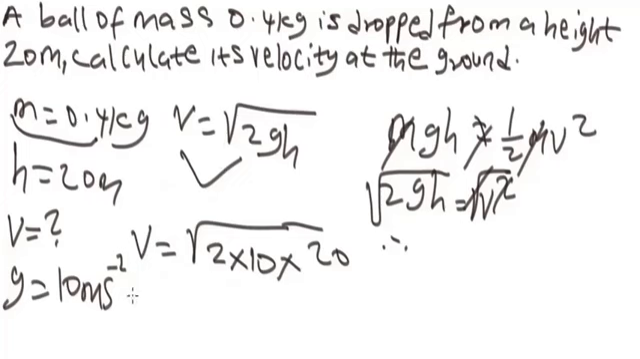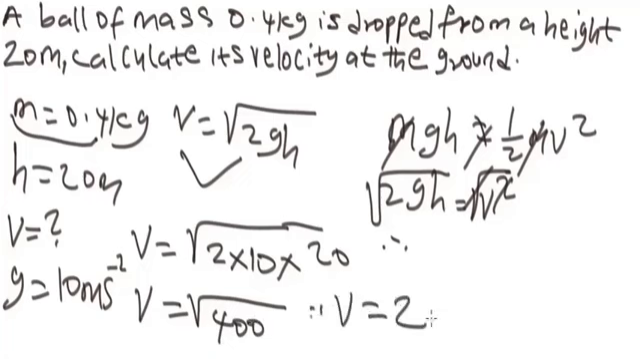Alright, so let's simplify. v will be the square root of 20 times 10, which gives us 200. 200 times 2 gives us 400. So the square root of 400 gives us 20. Therefore, our velocity will be 20 meters per second, and that will be the answer to this question.